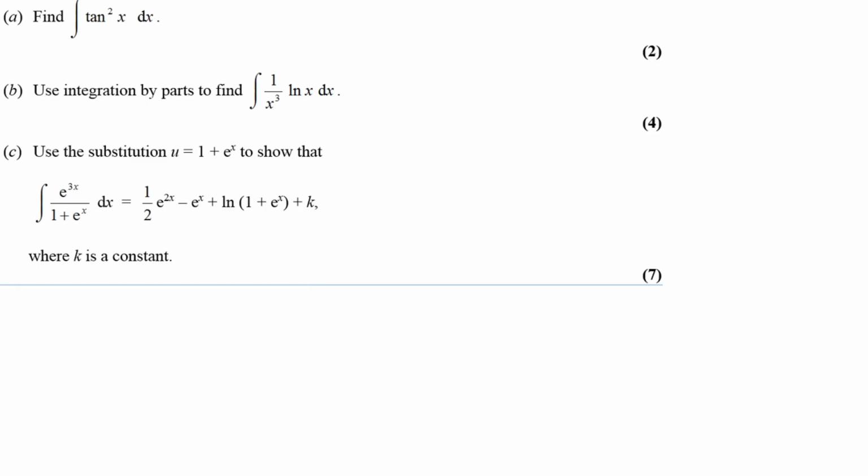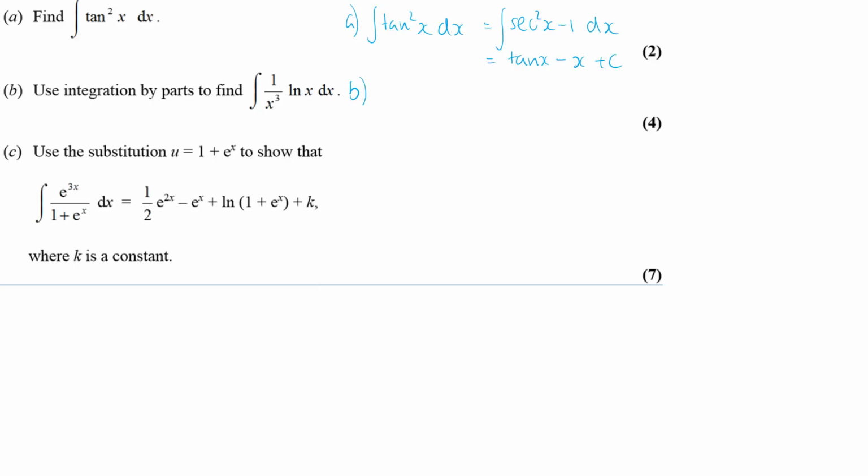Here's a question that's going to use 3 different skills to integrate. So part A, we've got the integral of tan squared x dx. We're going to use the fact that tan squared plus 1 is sec squared, so sec squared x minus 1 is equal to tan squared. And we're using that because tan differentiates to sec squared, so sec squared integrates to tan. So that's just going to be tan x minus x plus c. So 2 marks for that.